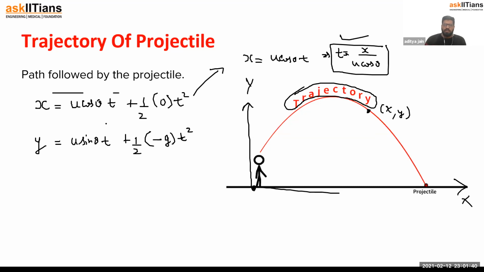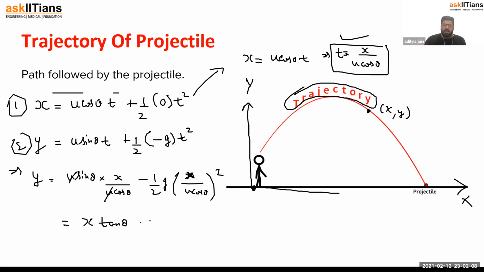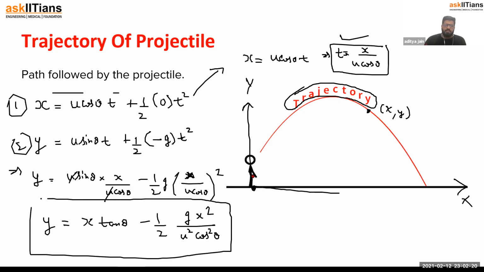So if I put this value of t in the second equation, what will I get? I'll get y equals to u sin theta, what is t? x over u cos theta, minus half g t square, means x over u cos theta whole square. So can I say this u and u will get cancelled out, and sin theta by cos theta is nothing but tan theta. So it is x tan theta minus half g x square over u square cos square theta. So this is the equation of projectile, for any general point xy.